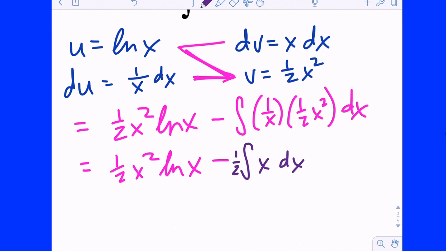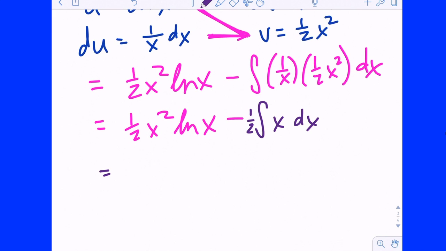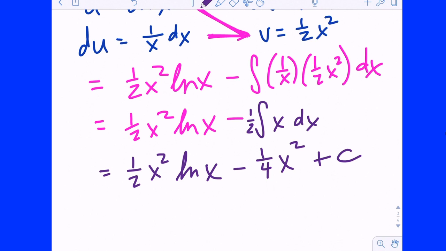Do I know how to find its antiderivative? Heck yeah, even Schroeder's eyes got big as saucers. He knows it can be done. So x becomes 1/2 x squared, right? Times the 1/2 that's already there, 1/4 x squared, and then plus c. So it worked out.